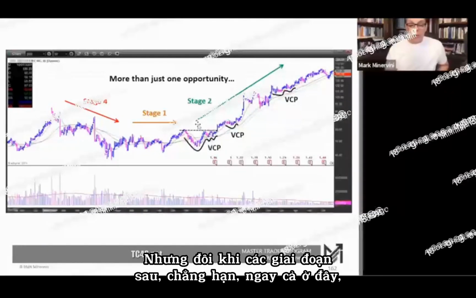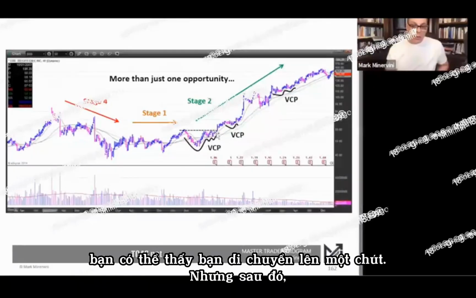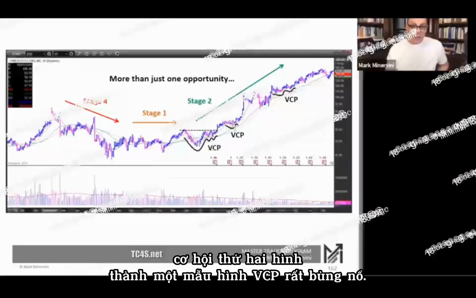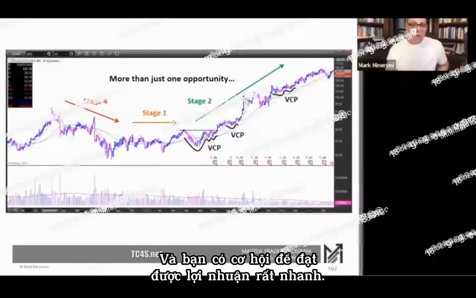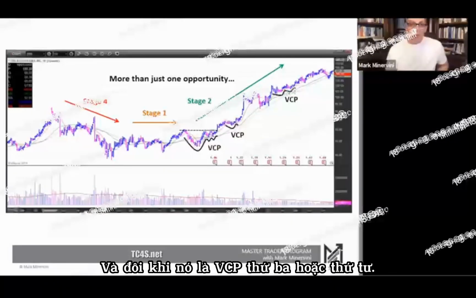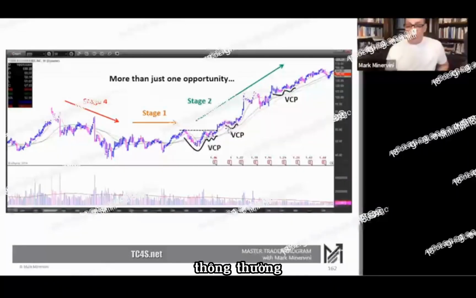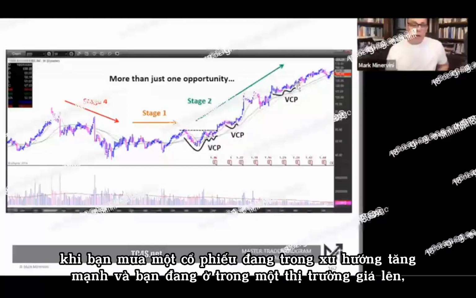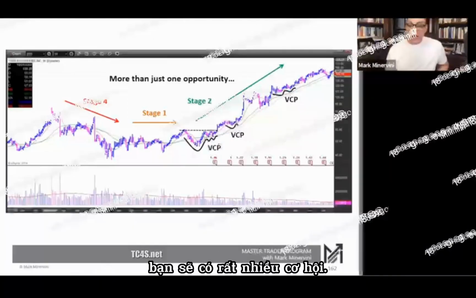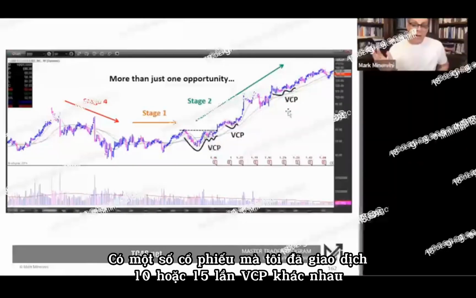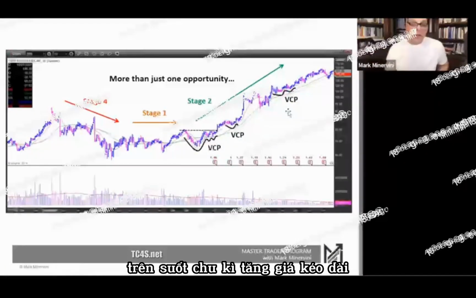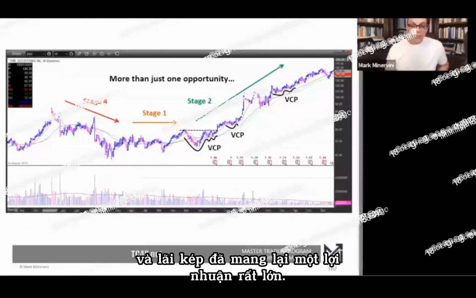and it would be a larger move. But sometimes the later stages, for instance, even here, you could see you move up a bit, but then the second opportunity that formed the VCP is very explosive, and you get a chance to have a very quick gain. And sometimes it's the third or the fourth. So when you get a stock that's in a strong uptrend and you're in a bull market, you're going to have a bunch of opportunities. There's some stocks that I traded 10 or 15 times out of various VCP setups along the way of a big secular move and strung together a very big return.